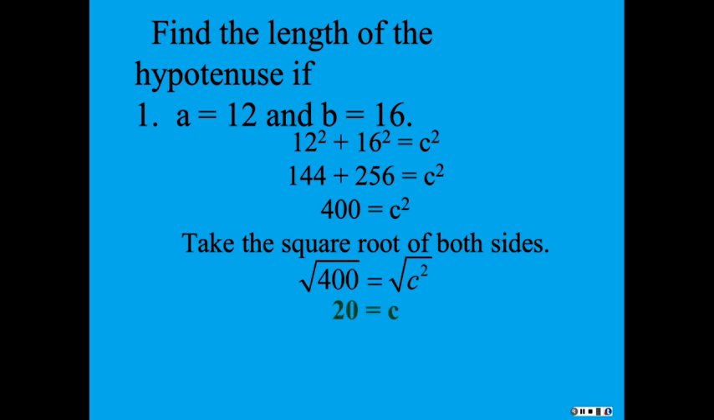No, it's 12 times 12. Yeah. Yes, Don. It's 400.